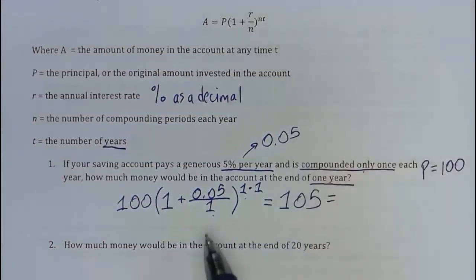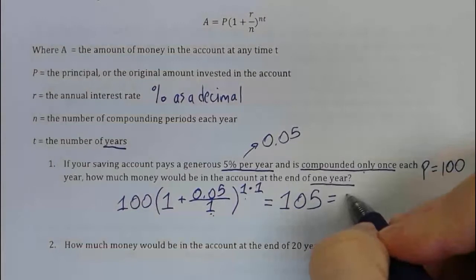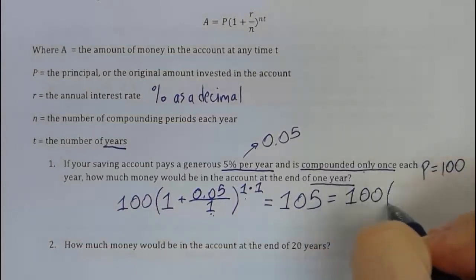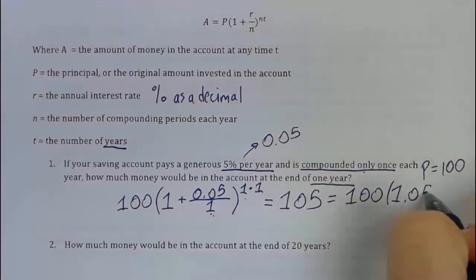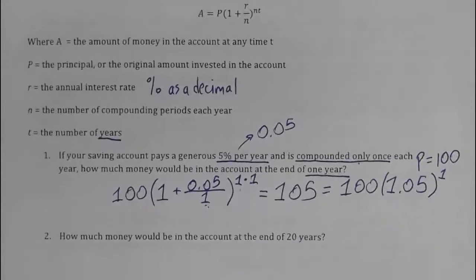This is because when we're only compounding once a year for only 1 year, it's really like we're only doing 100 times 1.05 to the first power. So adding 5% to 100 would be 105. Easy stuff so far. Now we're going to be looking at 20 years.